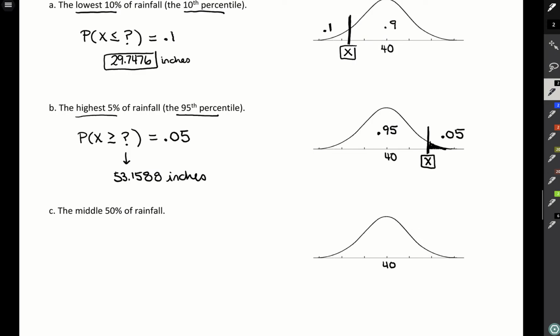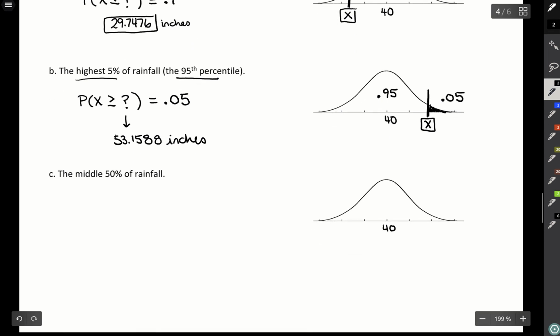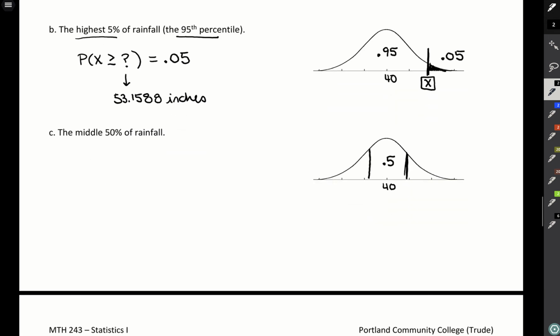Now this last scenario talks about this middle 50% of rainfall. So what's going to happen here is we're going to be stuck between two values. We're going to have this middle, so it needs to be symmetric about the middle, and in the middle is going to be 50%. Which means if there's 50% in the middle, there's going to be 25% in the left tail, 25% in the right tail. Just helpful to have all the numbers there for when we go to GeoGebra.